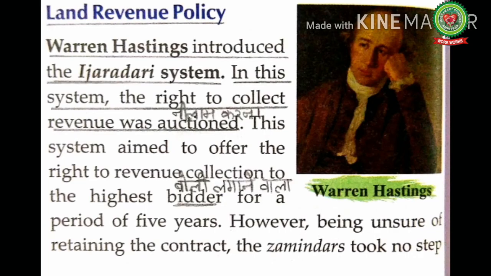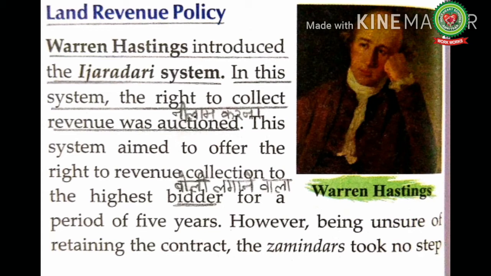Land revenue system. Warren Hastings introduced the Ijardari system. In this system, the right to collect revenue was auctioned. This system aimed to offer the right to revenue collection to the highest bidder for a period of 5 years. During that time, Warren Hastings was the viceroy who was interested in the land revenue system of India.